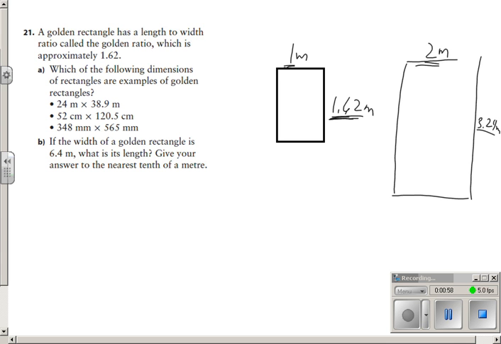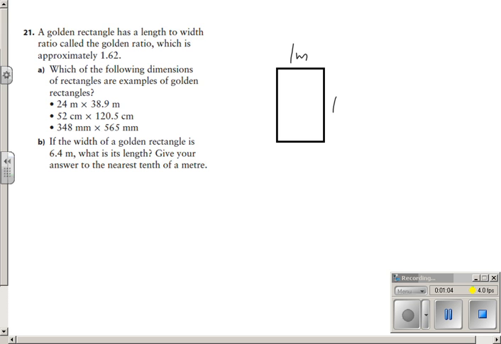So what we can do is we can actually set that up as, I'll erase that now. Well, I'll keep it here. 1.62 meters. If I set this up over here, I can actually set it up as a ratio. We'll call it a width to length ratio. And if I insert my numbers here, I get 1 to 1.62.